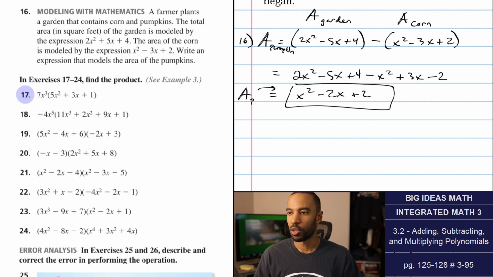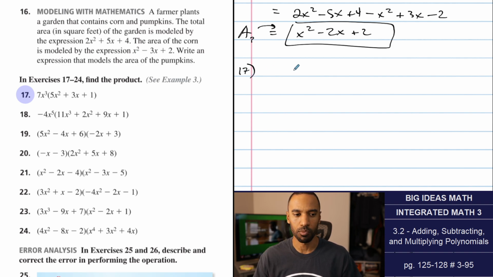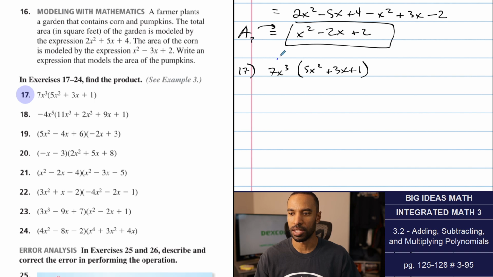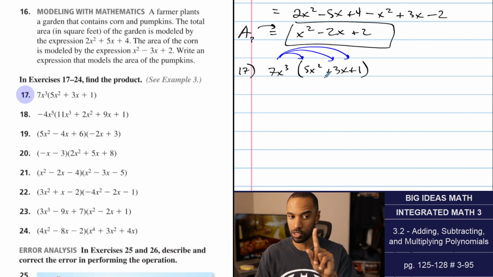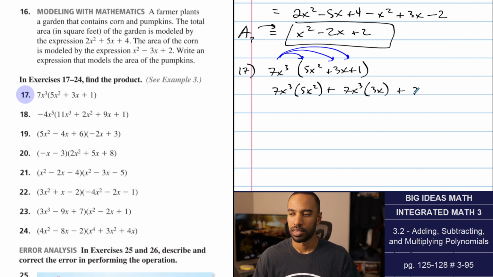Number 17 to 24, they want you to find the product. So now we're going into multiplication of items, and we begin with a monomial, 7x cubed, times a trinomial, which is pretty straightforward. You are distributing 7x cubed into here. And I'm only going to show this once. Maybe on the second problem, I don't know. But 7x cubed is going to multiply by 5x squared. Then 7x cubed is going to multiply by 3x. Then 7x cubed is going to multiply by 1.